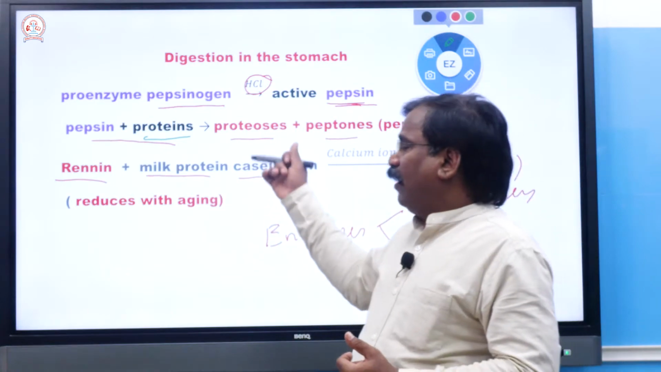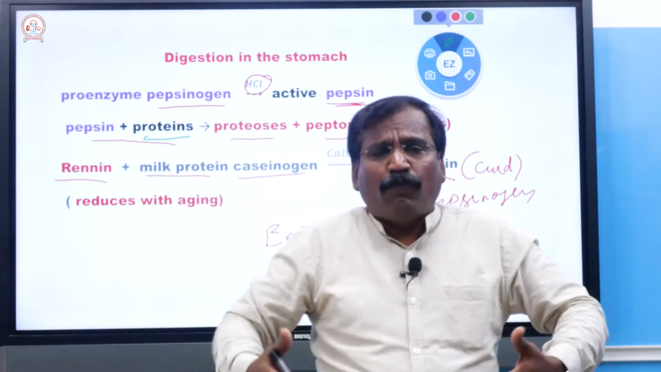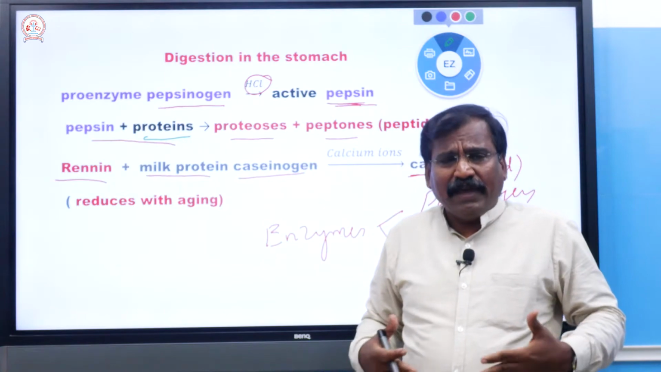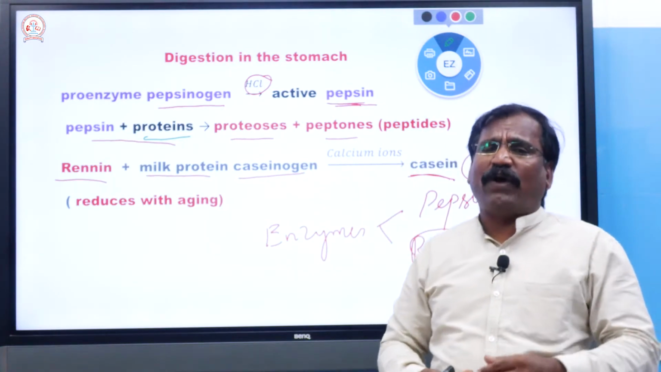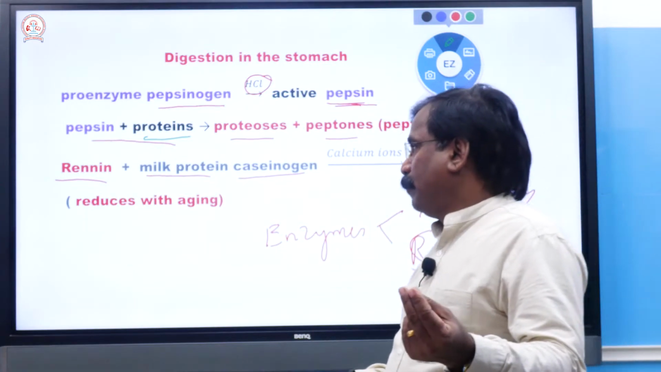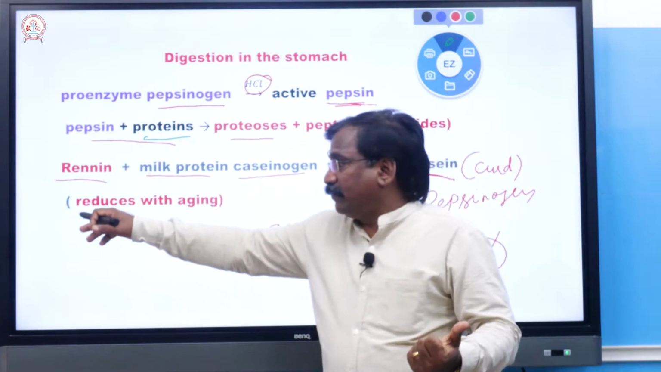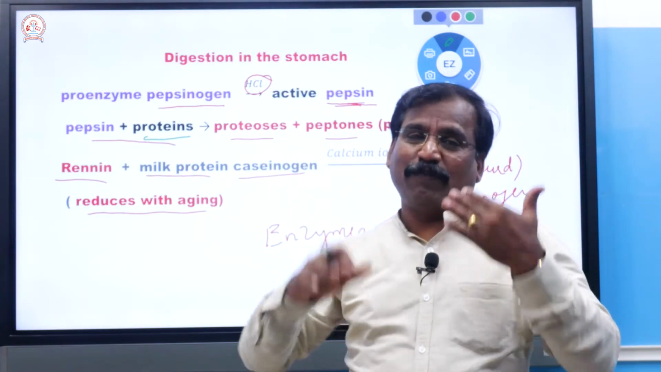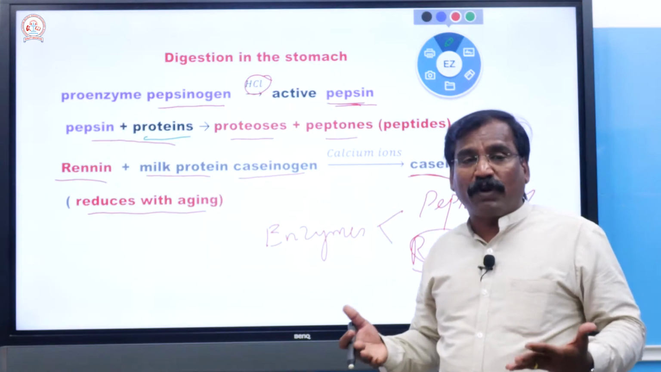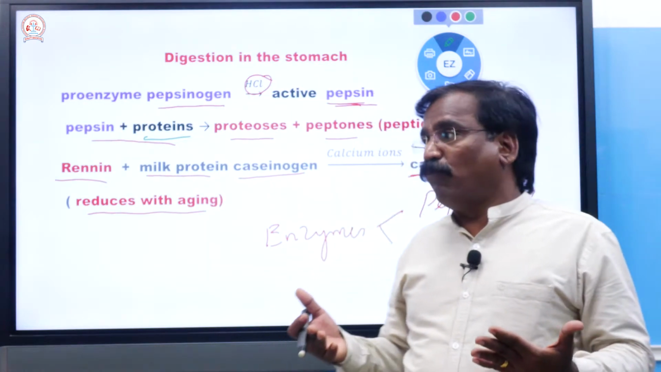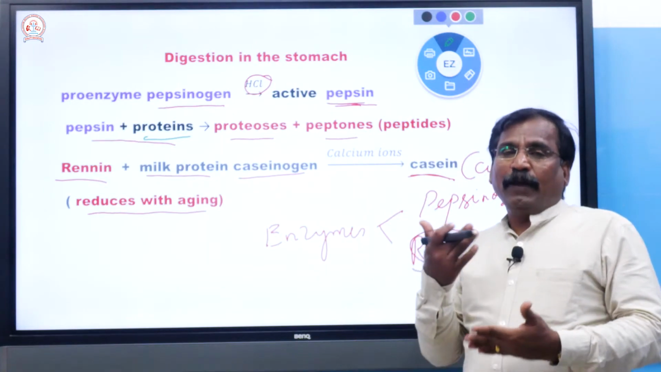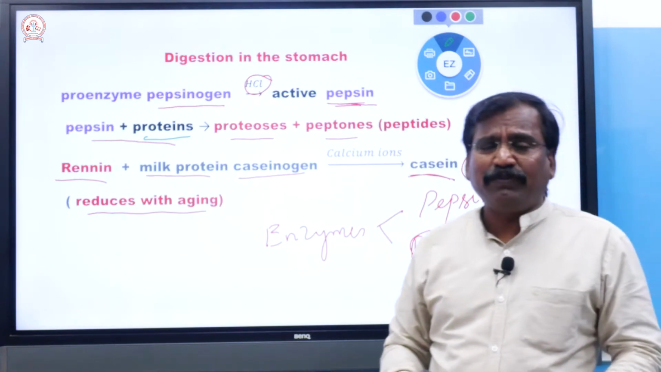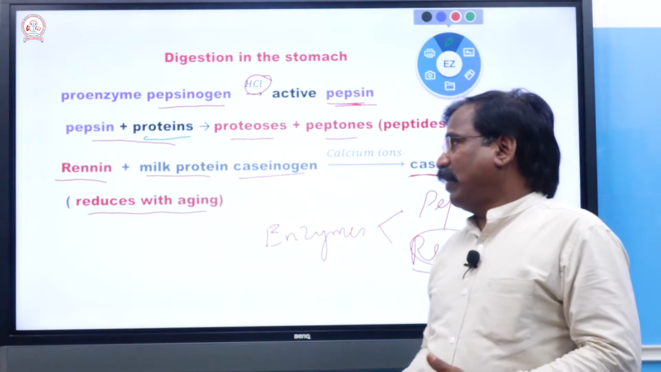Okay, so renin secretion is more in infants. When aging, it reduces gradually as the baby grows. In adults it may be absent, or only very little quantities are secreted. The secretion of renin decreases as age increases, inversely proportional.